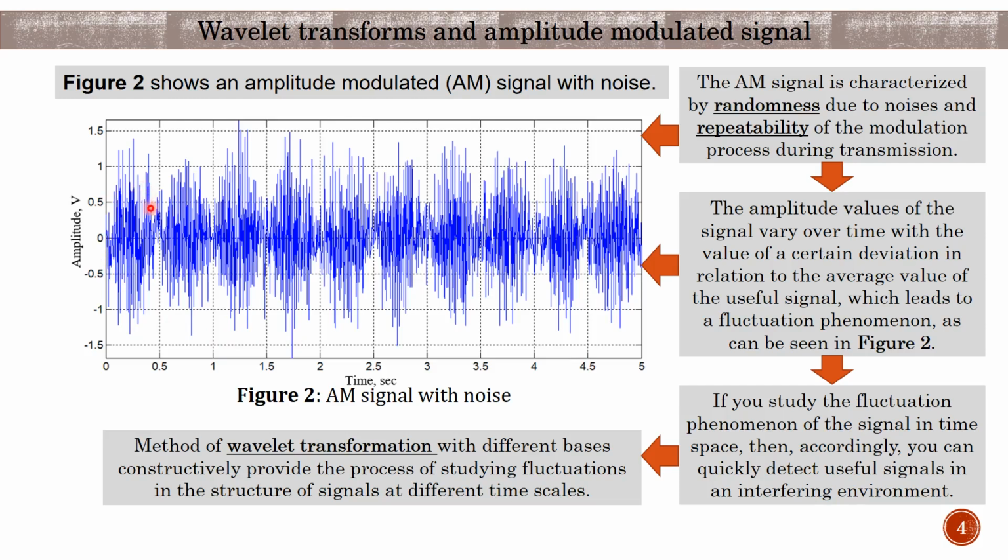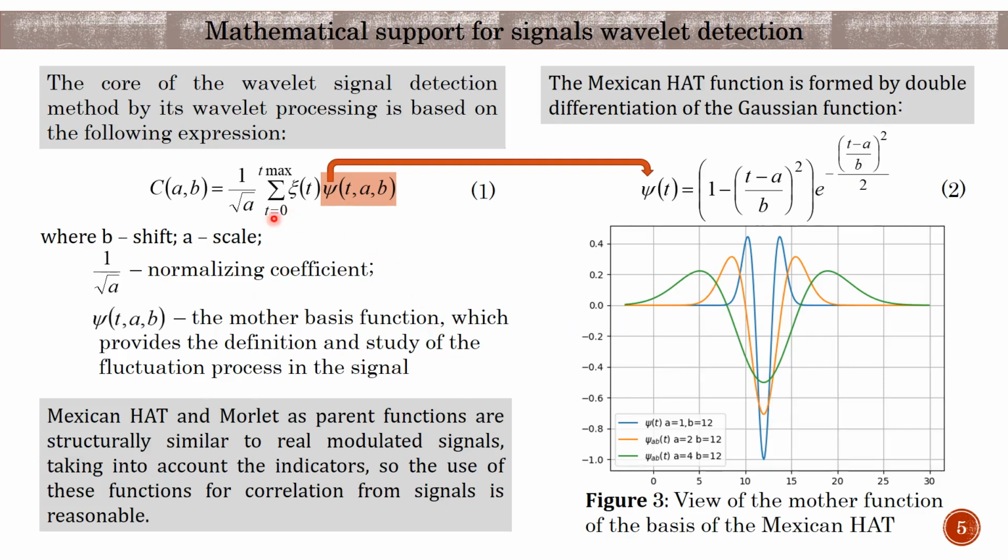If you study the fluctuation of the signal in time-space, then accordingly you can quickly detect useful signals in an interfering environment. Methods of wavelet transformation with different bases constructively provide the process of studying fluctuations in the structure of signals at different time scales. The core of the wavelet signal detection method by its wavelet processing is based on the following expression 1. The mother basis function in expression 1 provides the definition and study of the fluctuation process in the signal.